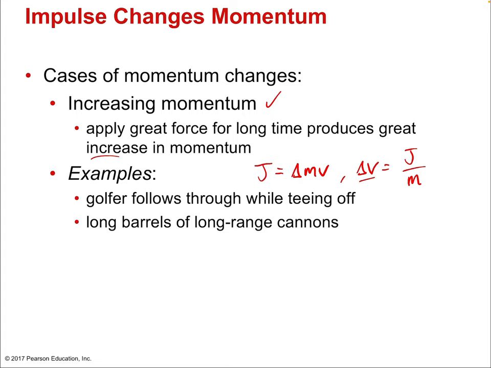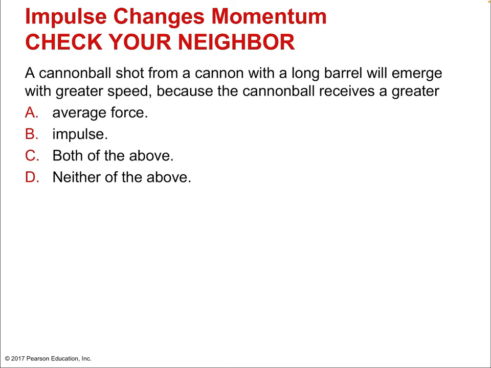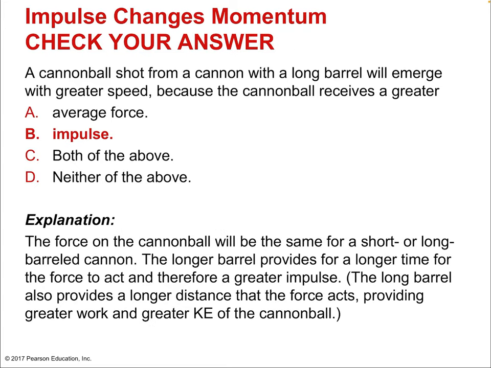So longer barrels mean faster bullets. Longer barrels mean faster cannonballs. So a cannonball shot from a cannon with a long barrel will emerge with greater speed because the cannonball receives a greater, okay, what must it be based on what I was just saying? Impulse, right? Why? Because the time was increased, okay? And we'll talk about this kinetic energy in just a minute. That's a preview of things to come.